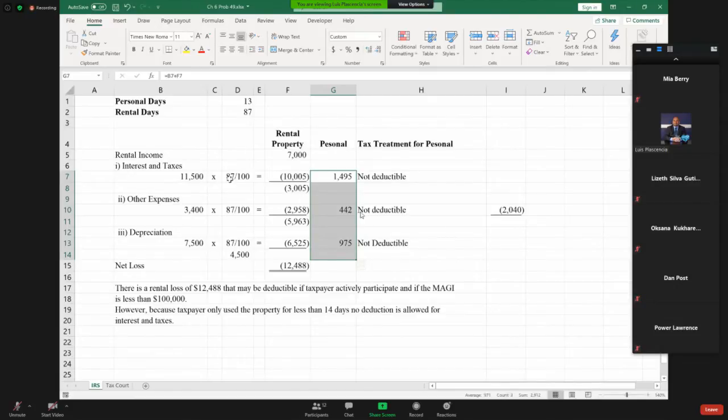In this case, because it's less than 14 days, it's all rental. Well, not all of it. 87 over 100 is rental. Whatever's attributed to the personal side, that's not deductible. Okay. This is the answer for this one.